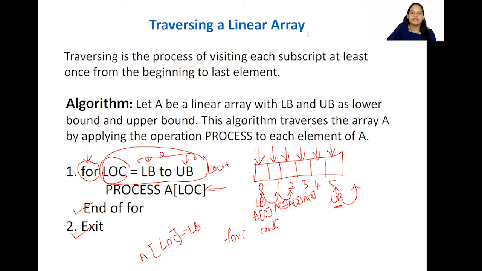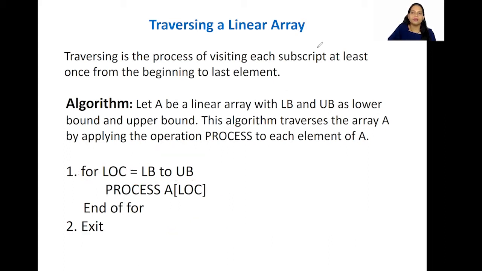So if there is any confusion, when we see the program next, it is going to be clear. Usually in an algorithm, we don't mention every detail. So this is how it is going to be. You should understand that there is a for loop where we start from the lower bound and reach till the upper bound, and we are processing each data item between the lower bound and upper bound.